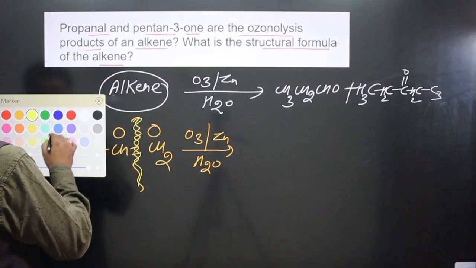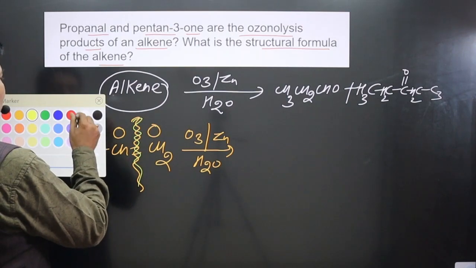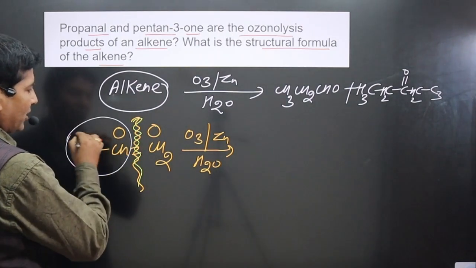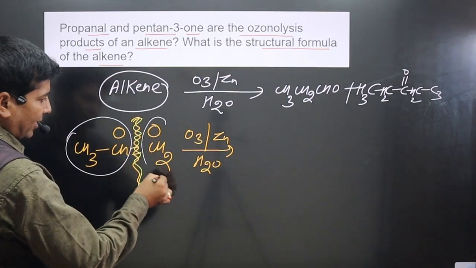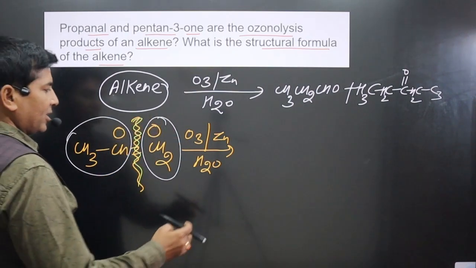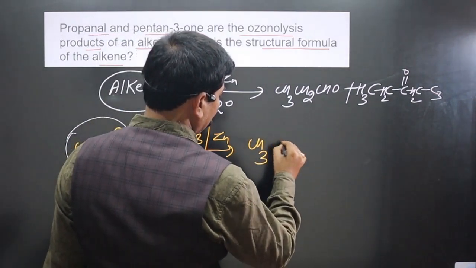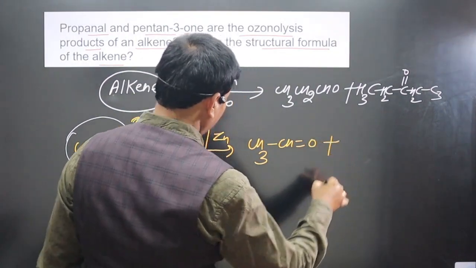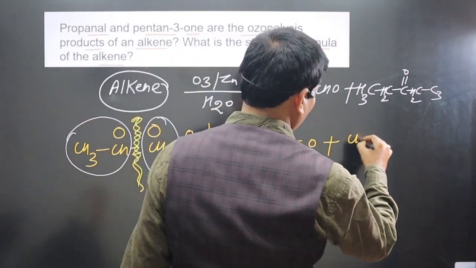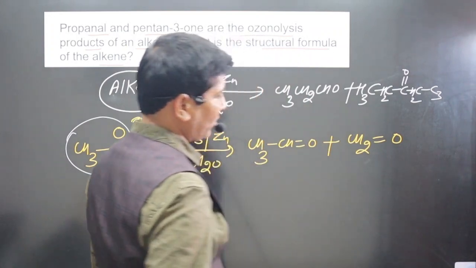This is what we got. One product is here, because these two bonds are broken, and this is another product. Let me write these products. We got CH3CH=O, and plus another product, CH2=O.